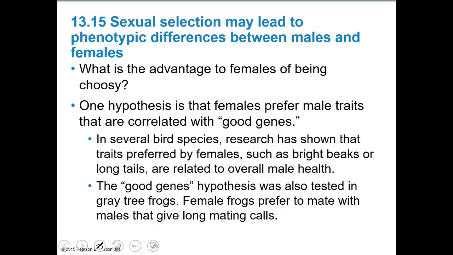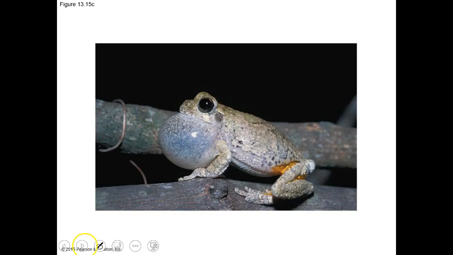One hypothesis is that females prefer male traits that are correlated with good genes. In several bird species, research has shown that traits preferred by females, like bright beaks or long tails, are related to overall male health. The good genes hypothesis was also tested in gray tree frogs, and female frogs prefer to mate with males that give long mating calls. So it's supposed to signify that he's in good health, you know, he can take care of babies, whatever it needs to be. So here's a little tree frog doing his little throat-puffing thing.